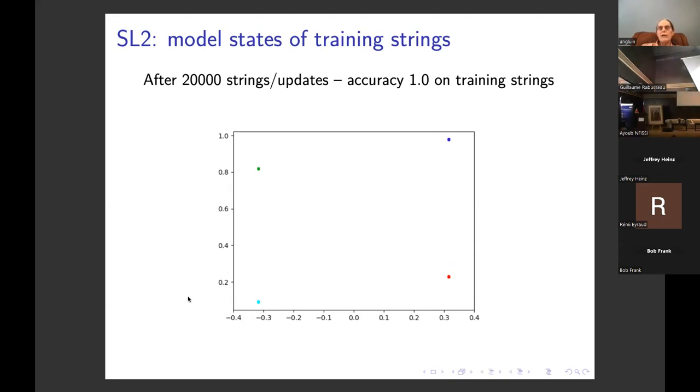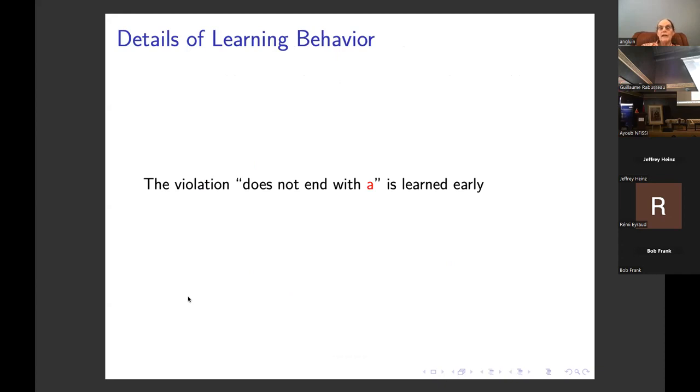Well, that's interesting, but we can also do a little more. That is, we can look at particular properties of the strings and what happens to them. So let's do the same movie again and see that this claim is true, that "does not end with A" is learned quite early. So "does not end with A" can be in two states: it can be in the sink state if there's been some other violation, or could be in the green state, the A state, if there is no other violation and it's still possible to go on.